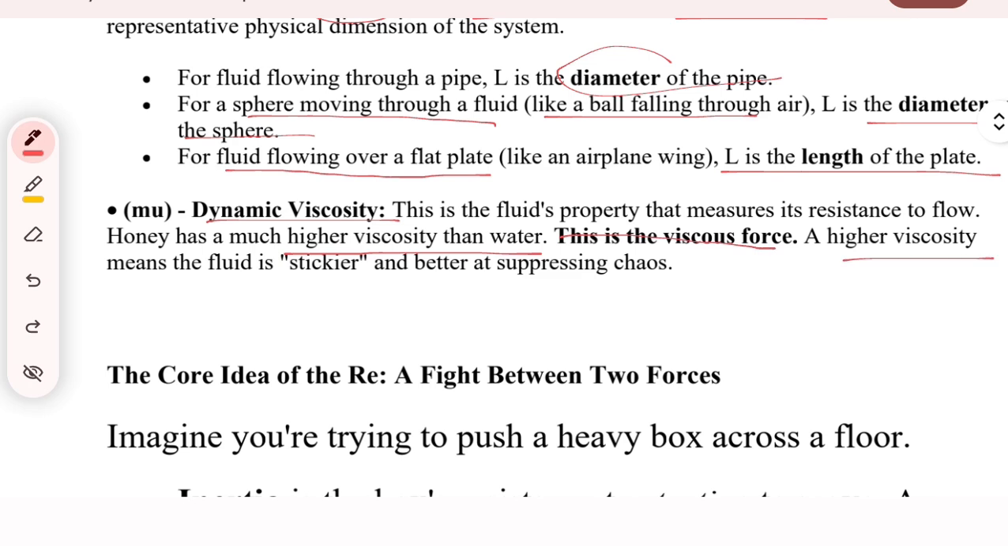So the higher viscosity would mean it is thicker, right? It's hard to move honey, right? When you scoop honey, sometimes it's really hard to scoop honey from a jar. That's because honey is viscous, so there is more viscous force in the honey compared to water. So the higher viscosity means it is actually thicker and it is better at suppressing chaos. All right. So that's the dynamic viscosity.